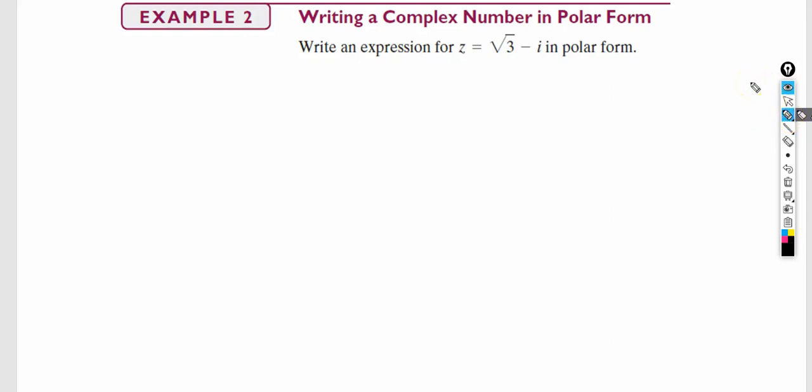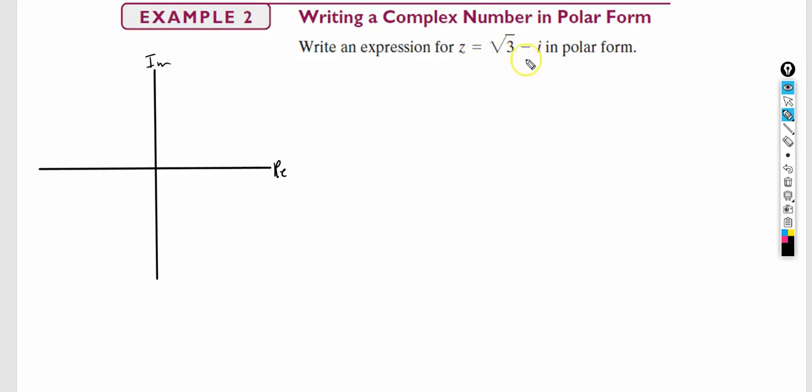All right, let's see how we would solve this. I want to write it in polar form. So the first thing we're going to do is graph this in the complex plane. So I've got my real axis and my imaginary axis. So this complex number can be thought of as the point in the complex plane with its real coordinate square root of 3, and its imaginary part here is -1.